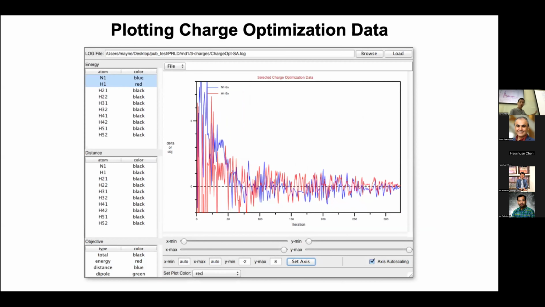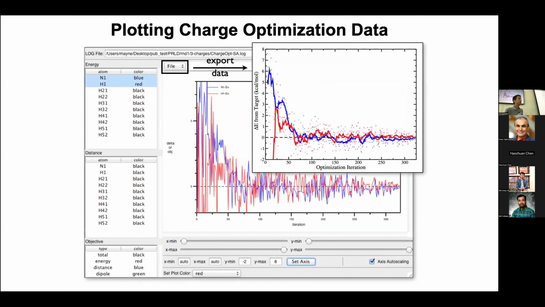Just more plotting. What's kind of nice, if you want to include this in a manuscript, you can output the data and make a very nice publication quality figure.